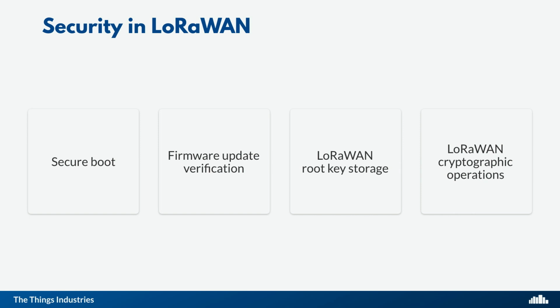So security. Last year we launched the secure elements, but security in LoRaWAN is multiple things. It's secure boot. That means that when the device wakes up, it should check whether the firmware is actually signed by the device maker. Also, when a new firmware comes in, you have to check whether the firmware is from the device maker and not from somebody in the middle. And then there are two specific LoRaWAN things. So storing the root keys and performing LoRaWAN cryptographic operations. And if you forget one of these four things, then actually still your security is pretty much broken.